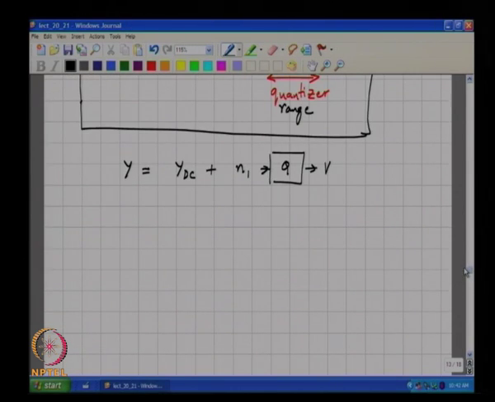So what do you think I can do to approximate the quantizer as a linear block? Okay, so what you can do is say, I have this box. I have some output v, I do not know what is inside the box. I have two inputs y dc and n1 and one output v. I want to find a linear approximation to this box.